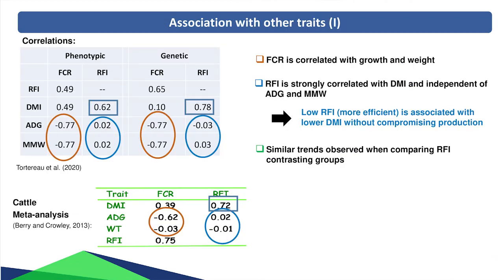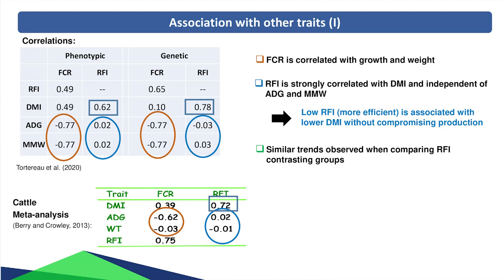And here is something interesting: the association of residual feed intake with other traits. What was the point? We say the best way to improve feed efficiency is reducing feed intake, but without compromising the performance of the animals. Phenotypically, that is true. If residual feed intake is well estimated, it must be independent of the traits that are included in the linear regression. It's just statistics, in terms of the attributes of a residual in the model. It's nothing more special than that.